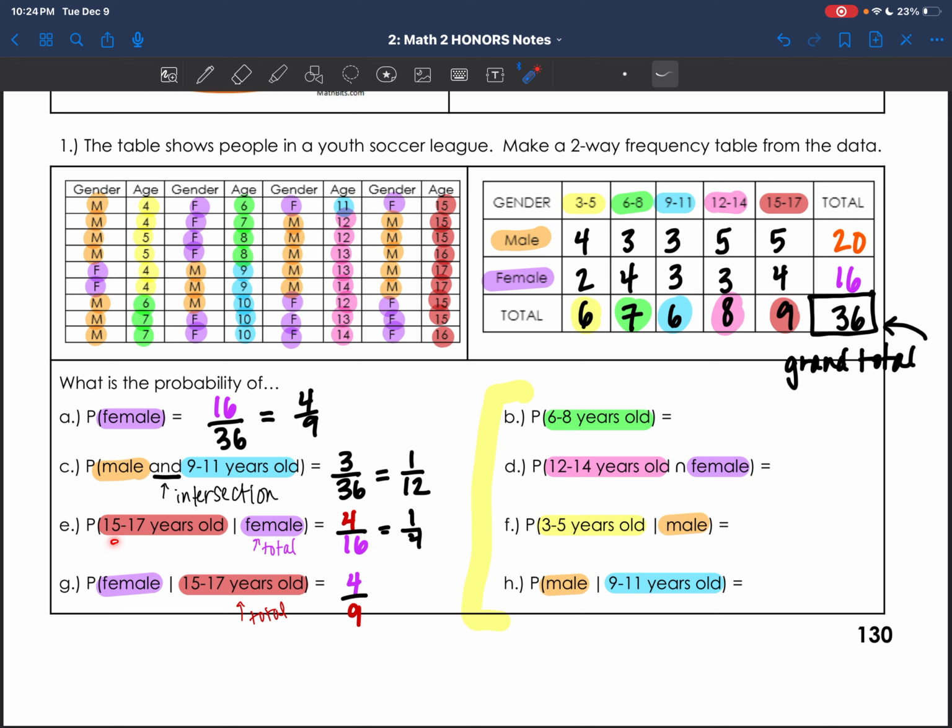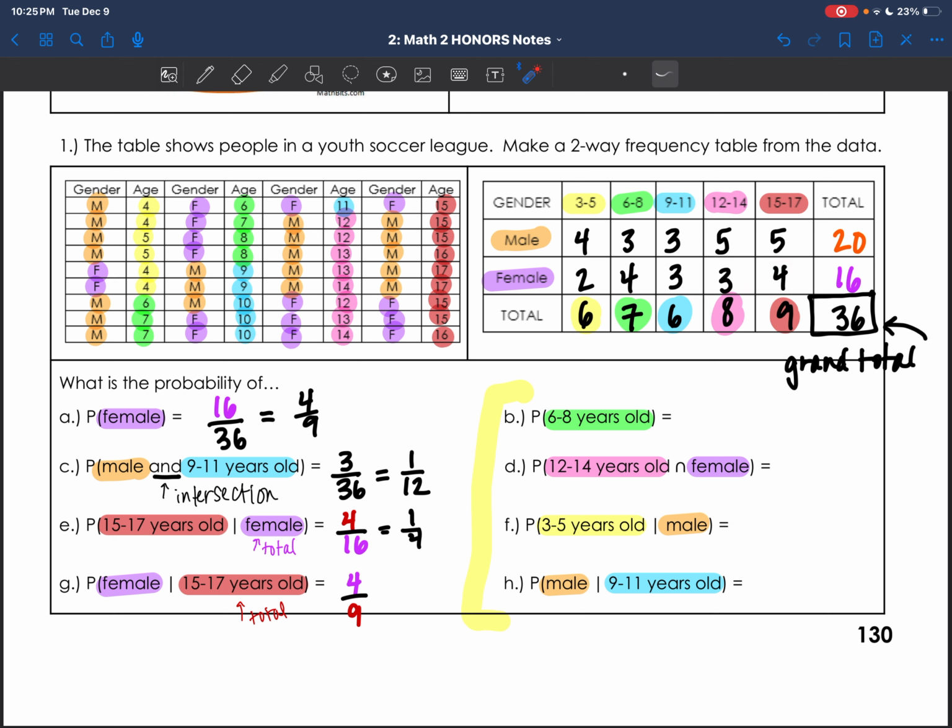All right, now I'm looking for 15 to 17 years old given that they're females. So we're saying of the females, so you're going to look again at the 15 to 17-year-olds that are in the female category, out of 16 total. So this is 4 over 16.